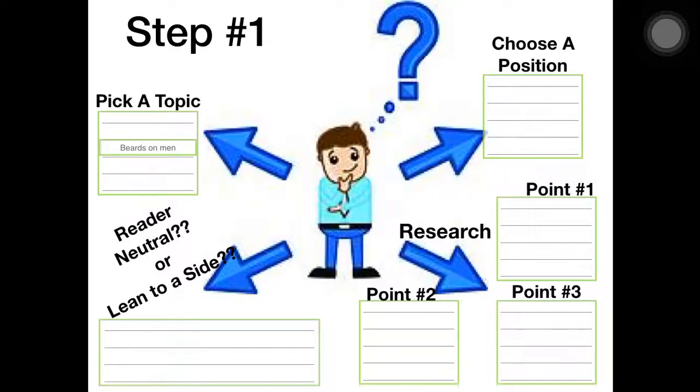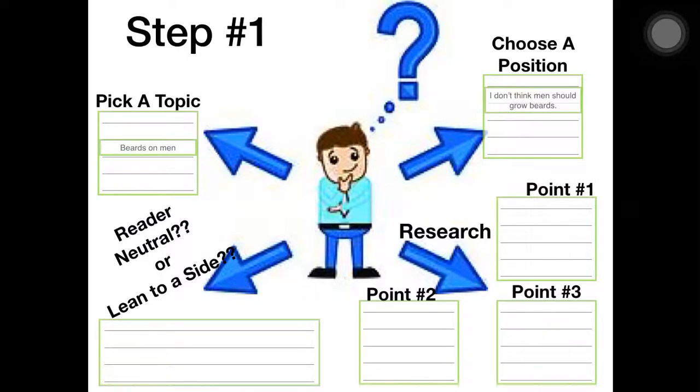I'm now going to choose a position. Do I like beards and should men have beards, or do I not like beards and should men not have beards? So, I don't think men should grow beards. So in this part of your homework, you're just picking a side. You do or you don't. I agree with it, I don't agree with it. I think they should, I think they shouldn't. However, whatever your topic leads you to, you're just choosing a position, you're choosing a side.